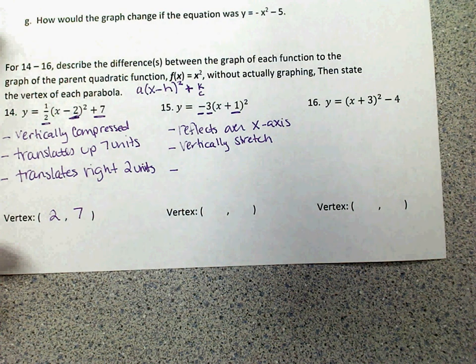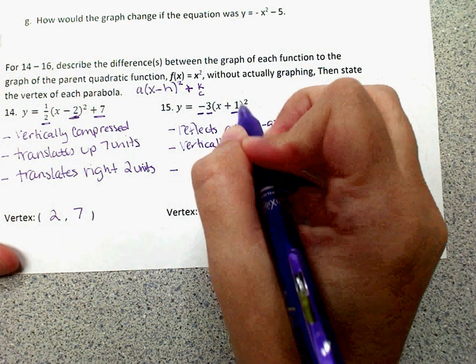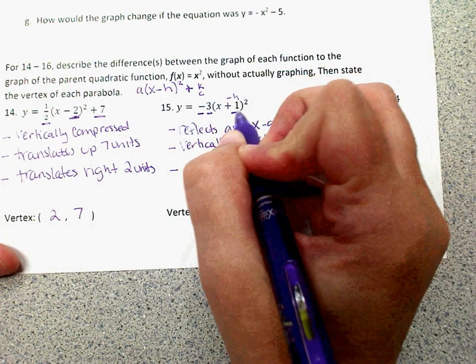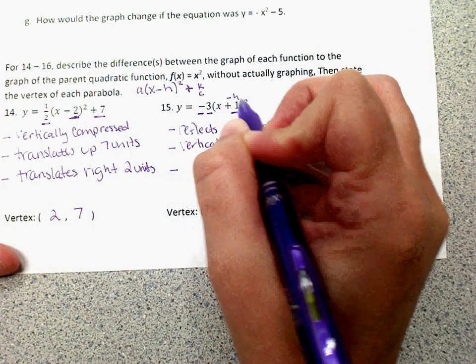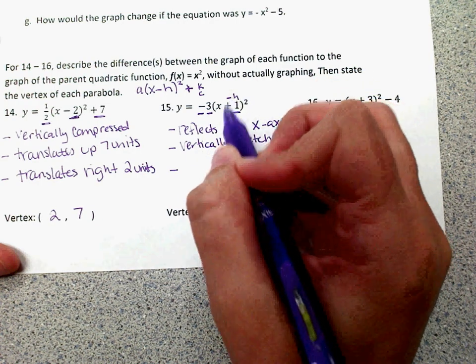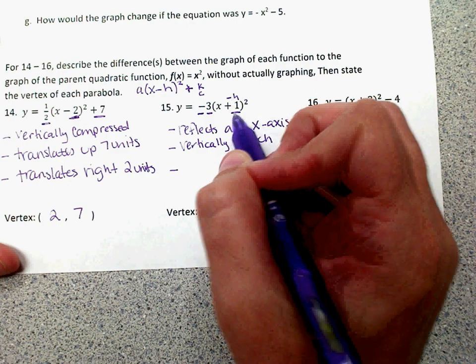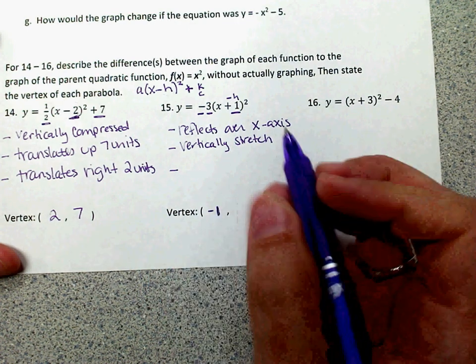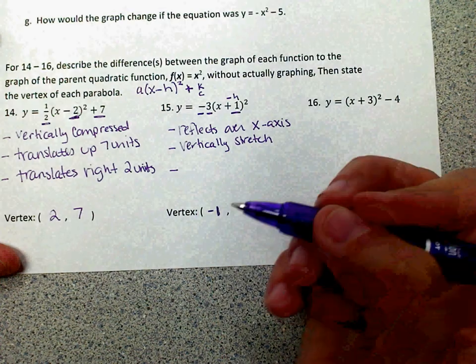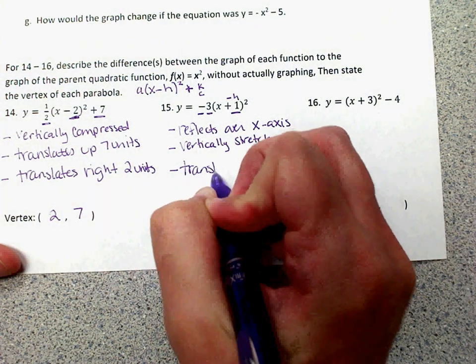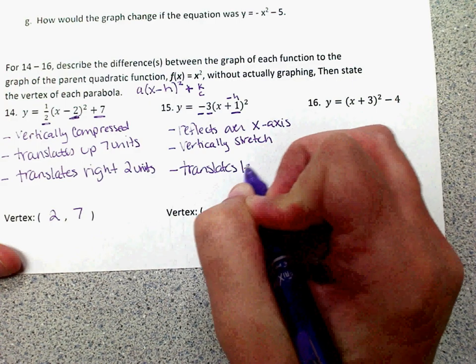And then you have this plus 1 on the inside. And remember, this is opposite H. So what I'm seeing here is a positive 1, but that's the opposite of what H is. So H is actually negative 1. And I'm going to go ahead and write that right here just so I don't forget. And that tells me that it moves to the left, so it translates to the left 1 unit. So we're going to say that it translates to the left 1 unit.